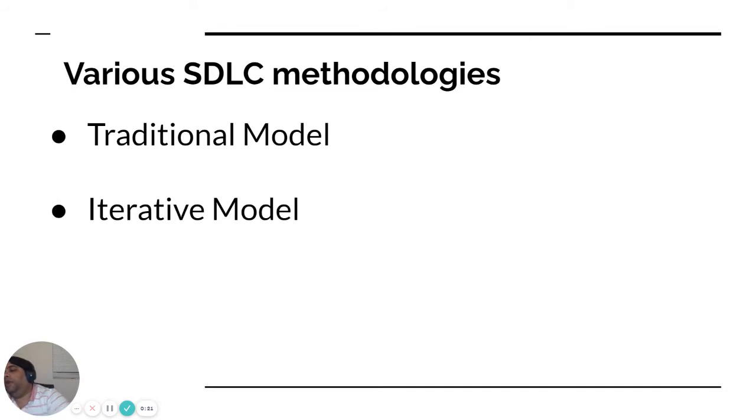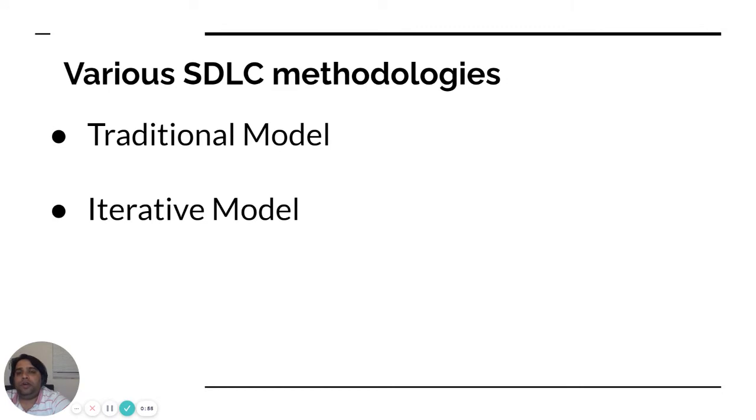So today we will go a little bit deeper in that, and we are going to discuss the methodologies of software development life cycle that everybody is using right now. There are two main parts of software development life cycle methodologies. One is traditional methodology, and one is iterative.